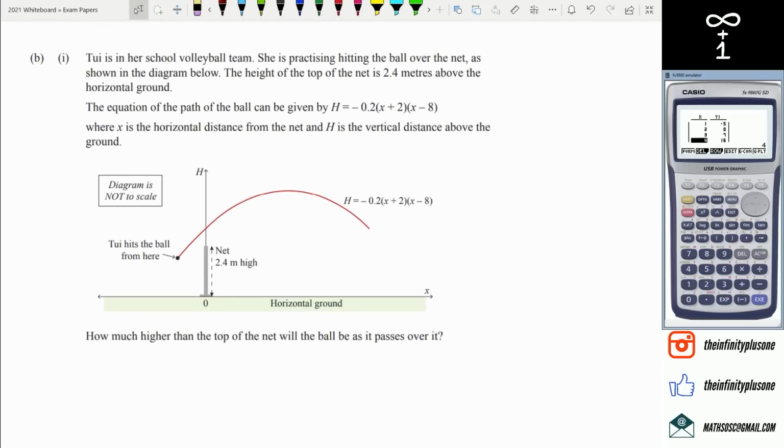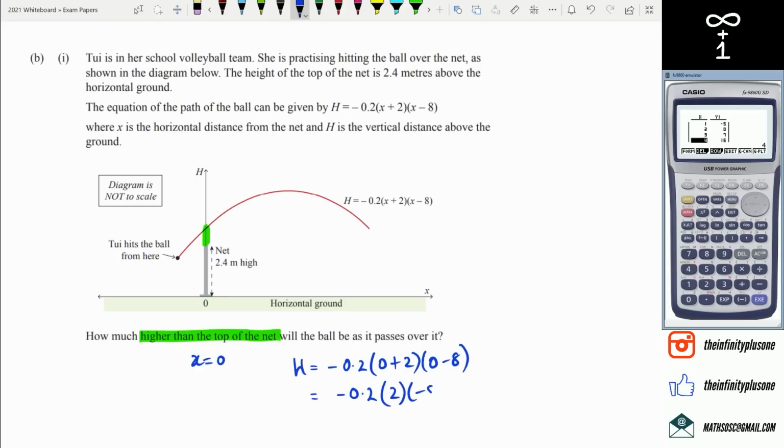Cool. Next question. So the next question, what we've got is blah, blah, blah, blah. Hopefully you guys went through that. It's saying how much higher than the top of the net will the ball be when it passes over? So we're actually looking for this distance here, the green part, not from the ground up to the red line, but the green part. So at that point, we can say that x is equal to 0. So we're going to substitute h is equal to negative 0.2 times 0 squared plus 2 times 0 minus 8. We're going to get negative 0.2 multiplied by 2 minus 8, which is going to give us 3.2.